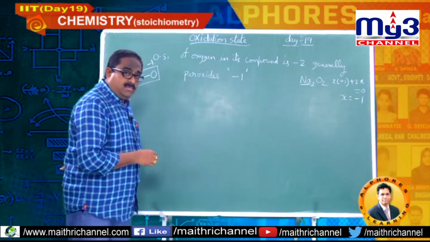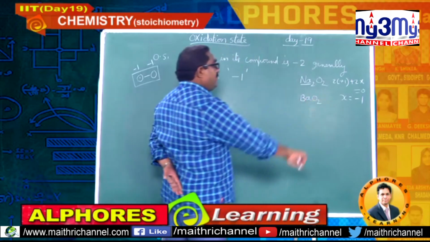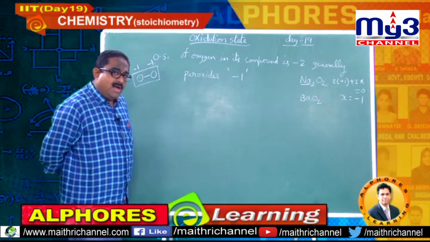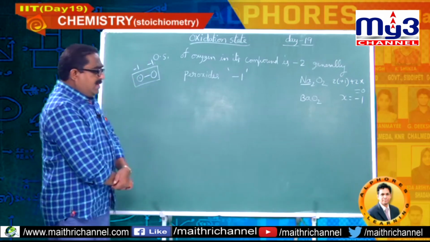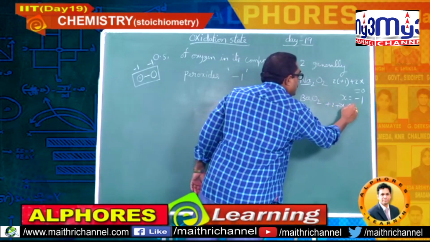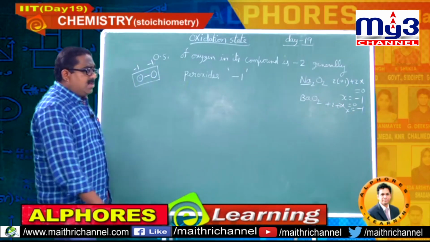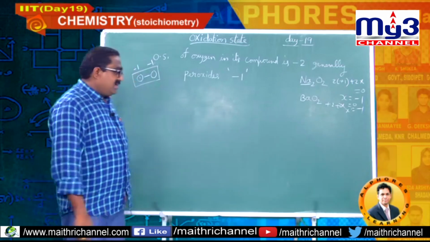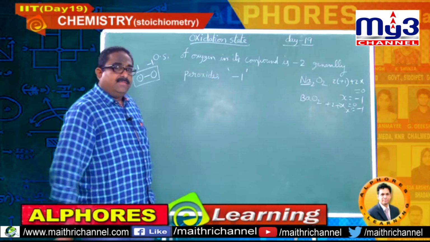Let me give another example: the oxide of barium. We should find whether it is a normal oxide or a peroxide in the same way. Barium is an alkaline earth metal, group 2, whose only common oxidation state is +2. Again, +2 plus 2x equals 0, so x equals -1. The oxidation state of oxygen is -1, so you can simply say the given oxide is barium peroxide, not a normal oxide. That is a brief discussion about peroxides.